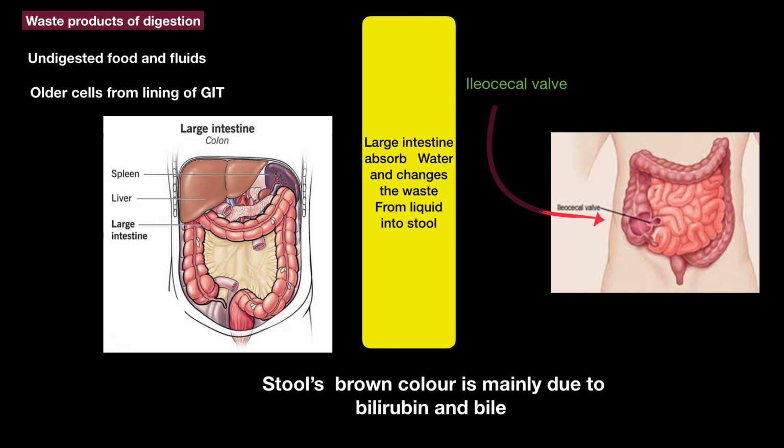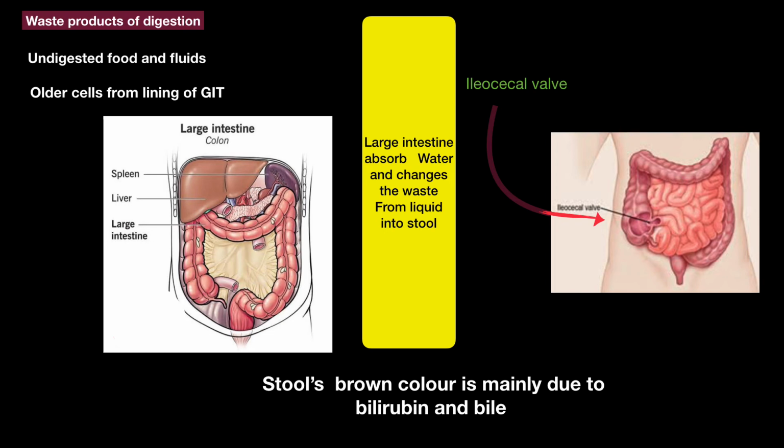By the time food reaches large intestine, the work of absorbing nutrients is nearly finished. Its main job is to remove water from undigested matter and form solid waste to be excreted. Undigested part of food, fluid, and older cells from the lining of gastrointestinal tract are the waste products from digestive process. Large intestine absorbs the water and changes the waste product from liquid into stool.